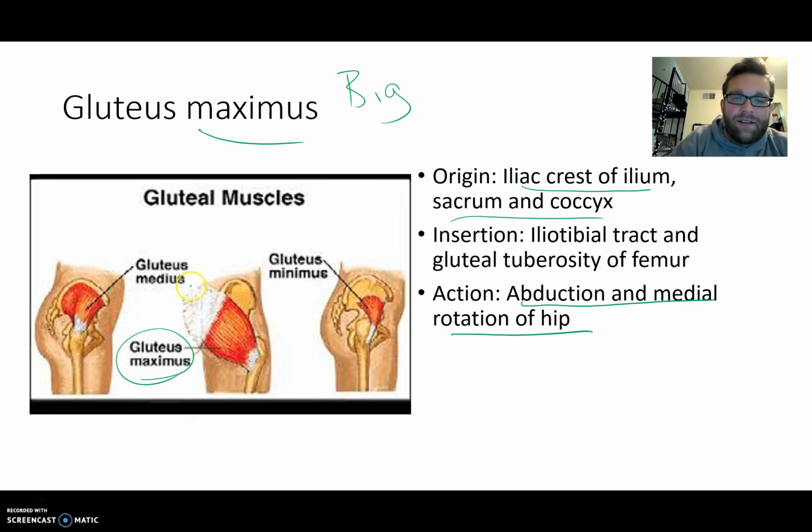With that being said, the gluteus maximus is going to be in here, and it's going to insert on the IT band again, so that iliotibial tract, and the gluteal tuberosity of the femur. The gluteal tuberosity is an indentation or a projection on the back, by the intertrochanteric line, so back kind of over there on the femur. So think about it that way. You can write IT band, that's fine for one of the insertions, and you can also say gluteal tuberosity. I'll accept that. And then again, the action is abduction and medial rotation of the hip.